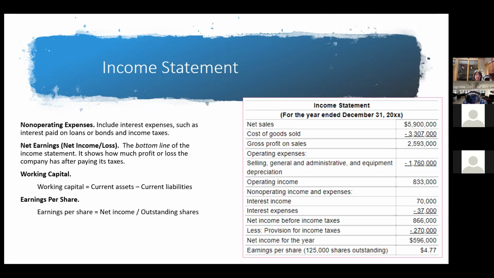So non-operating expenses down here at the bottom are such things as interest expense, interest paid on loans, depending, and this company is a corporation because they have net income before tax provisions. So within a C corporation, the corporation itself owes income tax, unlike an S corporation where it's a flow-through entity on a K1 where the income flows through to the owner's income tax return and then they pay income tax personally. So this is the difference between a C corp and an S corp.